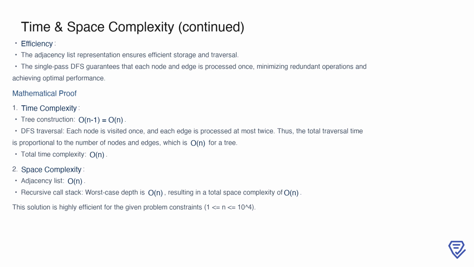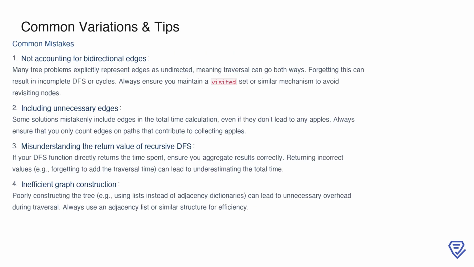Mathematically, the time complexity can be summarized as O(n) for tree construction and O(n) for the traversal, leading to a total of O(n). Similarly, the space complexity includes O(n) for the adjacency list and up to O(n) for the recursion stack in the worst case, resulting in an overall O(n) space complexity. With problem constraints allowing up to 10,000 nodes, this approach remains scalable and efficient, making it an ideal solution for the given problem. One of the most common mistakes in this problem is not accounting for the fact that the edges in the tree are bidirectional.